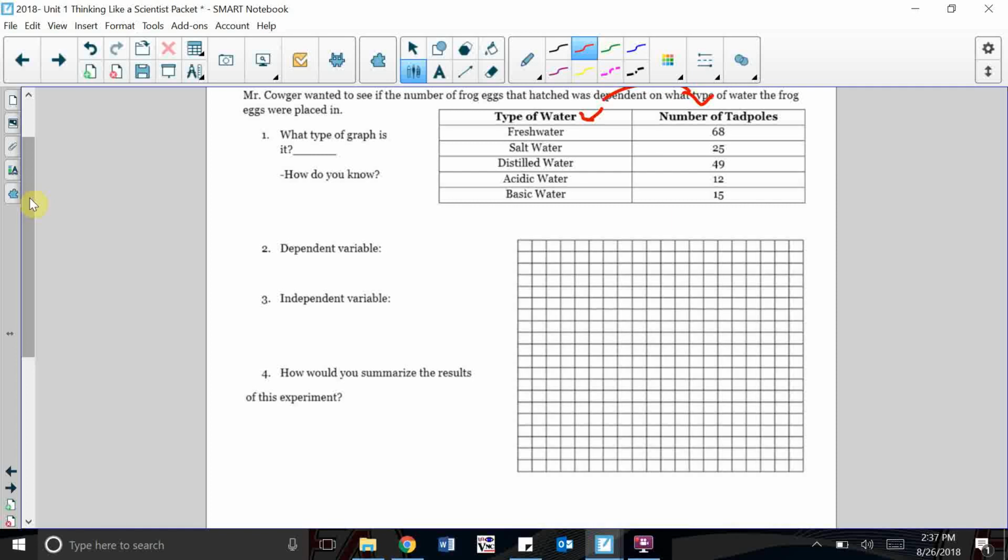For this situation, again, we look at what we're measuring. Are we measuring the type of water, or are we measuring the number of tadpoles? It should be fairly obvious that in this situation, we are measuring the number of tadpoles, right? Again, that is your dependent variable. And then on the bottom, we're looking at the type of water.